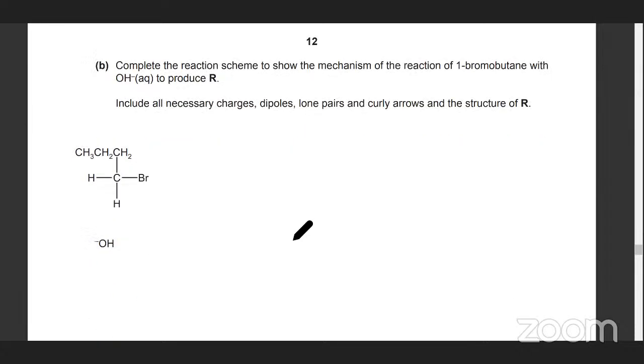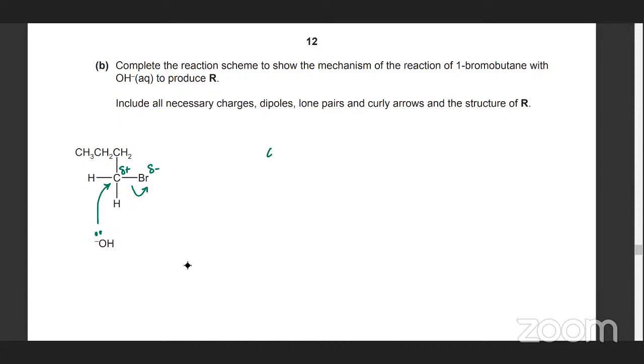Yes. So next is complete the reaction scheme to show the mechanism of the reaction of 1-bromo with OH minus 1 to produce R. Now this is a primary halogenoalkane. So it's going to be an SN2 mechanism where the carbon positive charge is going to be very strong. Br would have a strong partial negative charge. Carbon is not surrounded by a lot of carbon chains, so the positive charge is going to be very, very strong. So the OH minus 1 is going to be directly attracted to this. And the Br would be pushed away.